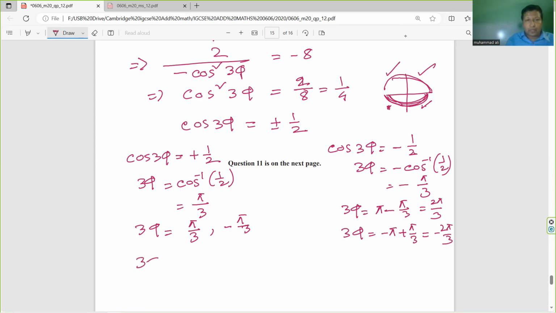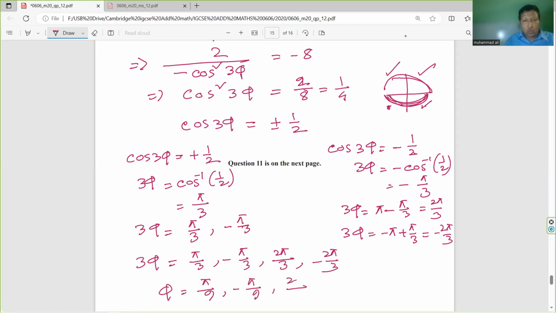So our final answers: 3 phi equals pi by 3, minus pi by 3, 2 pi by 3, and minus 2 pi by 3. Finally, we get phi equals pi by 9, minus pi by 9, 2 pi by 9, and also minus 2 pi by 9. I think everybody understands this maths.